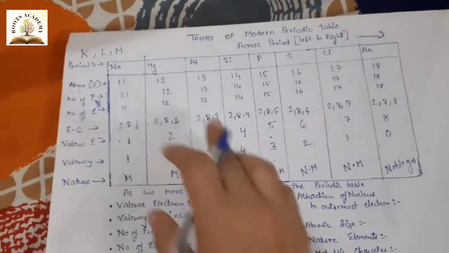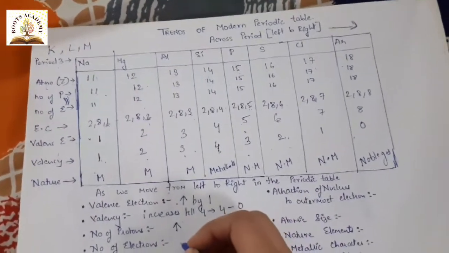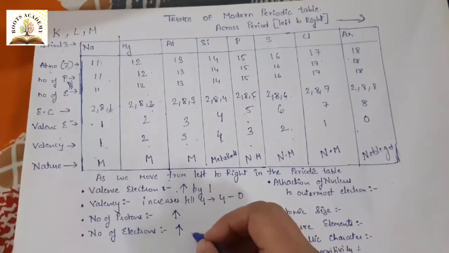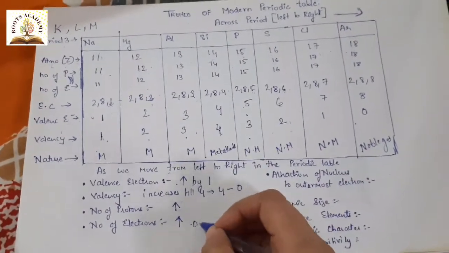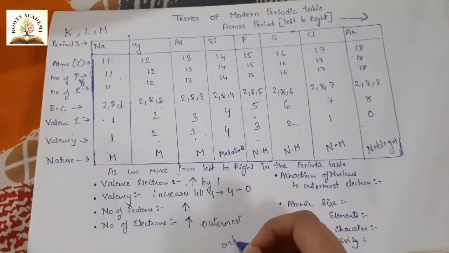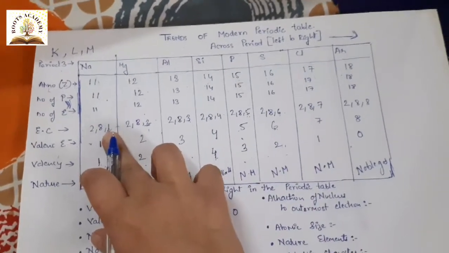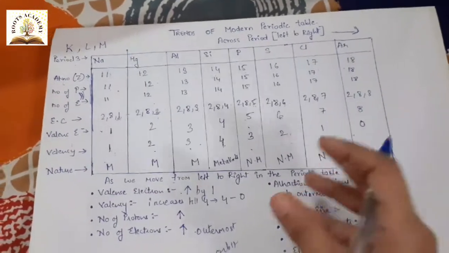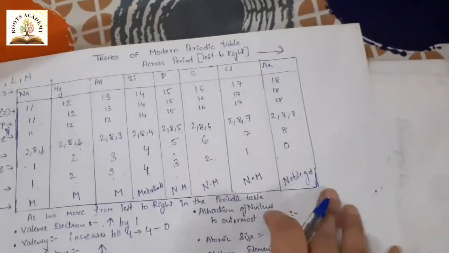What about the electron? The number of electrons is also increasing. When you move from left to right, the number of electrons increases, but the new electrons are getting added only in the outermost orbit. See here it was 1, then 2, then 3, then 4. So electrons get added in the outermost orbit, and that is the reason the number of electrons increases in the outermost orbit.